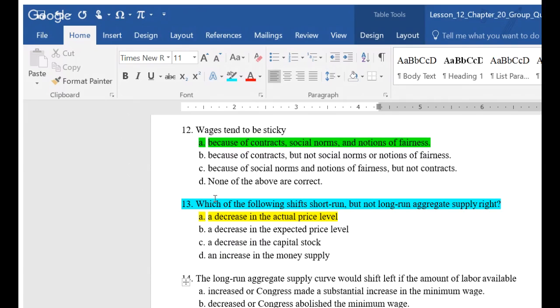All right, the long run, 14, long run supply would shift to the left if the amount of labor decreased. Yeah, I got D. Yeah, that makes sense. Yep. There we go.